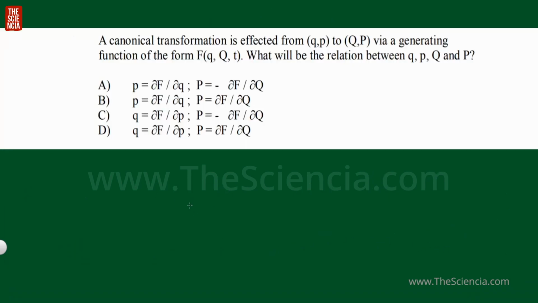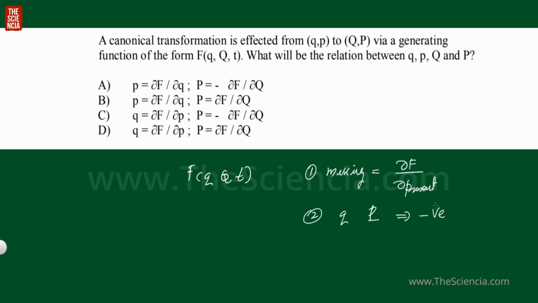See, in this question the generating function is given and it is in the form of q, Q, t, right? So how to find out the relation between q, p, capital Q and capital P? We know the first condition is: missing coordinate equals ∂F by ∂present. Another one: small q and capital P are negative. So if you know these two conditions, you don't need to remember all the four equations. You just remember these two conditions, and you can generate any generating function.